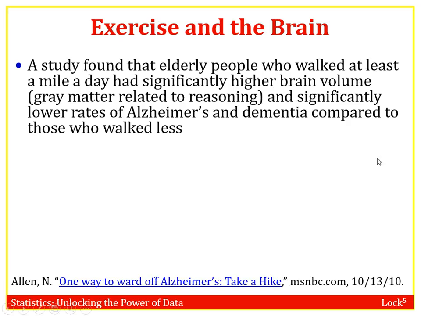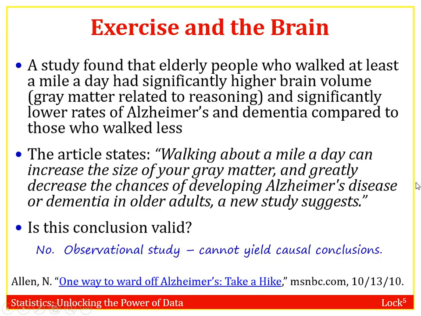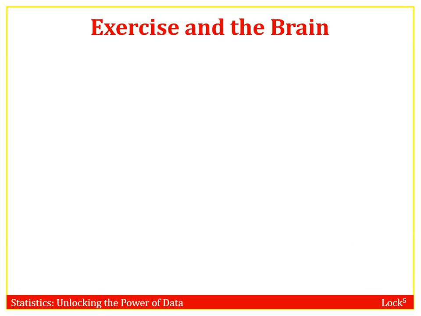So read through this again. So this is what the article says. Is this a valid conclusion? And the answer is no. It's only an observational study. We're only observing elderly people who exercised and those that did not. We were not actively trying to influence the results with an explanatory variable, and we were not randomly assigning people to one group to receive exercise and one to not.